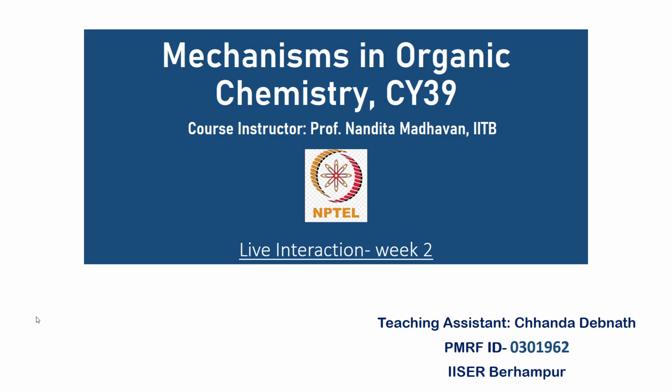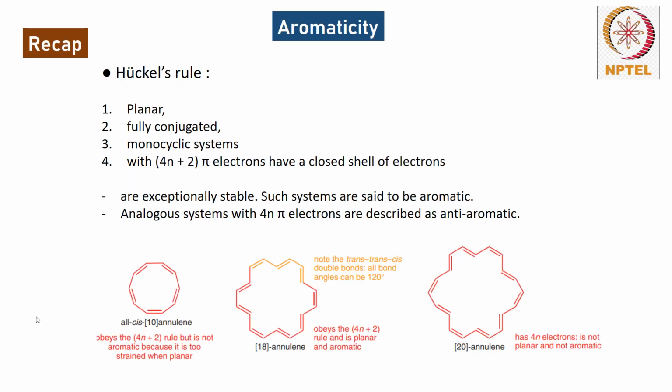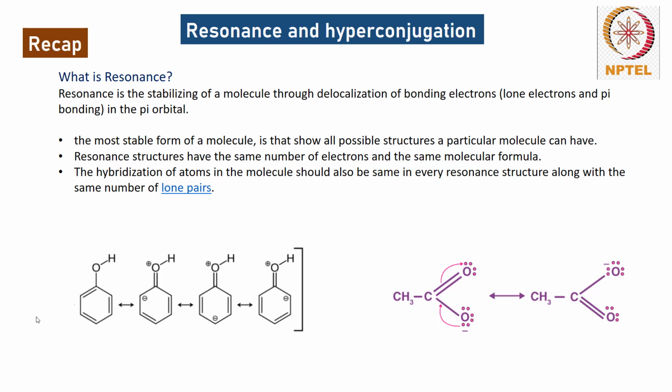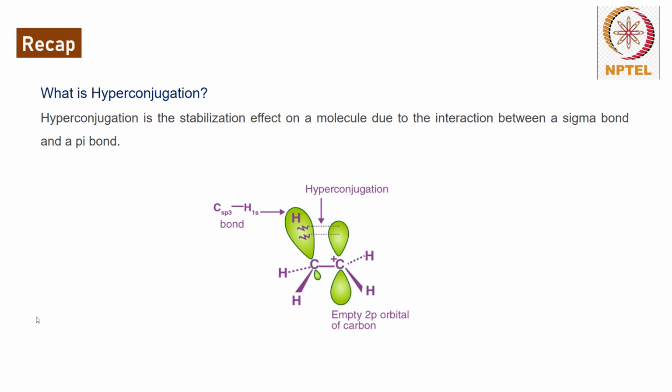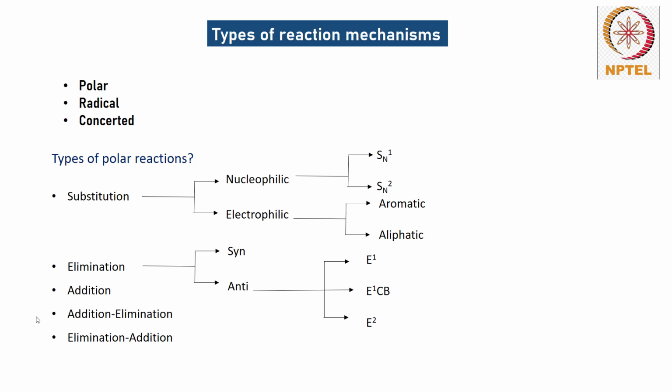So our main focus is that our classes are based mainly on the mechanisms in organic chemistry. Last week we discussed the concept of aromaticity. After that we discussed some examples of resonance and hyperconjugation. We solved various problems based on that. Then we discussed the SN1 reaction.